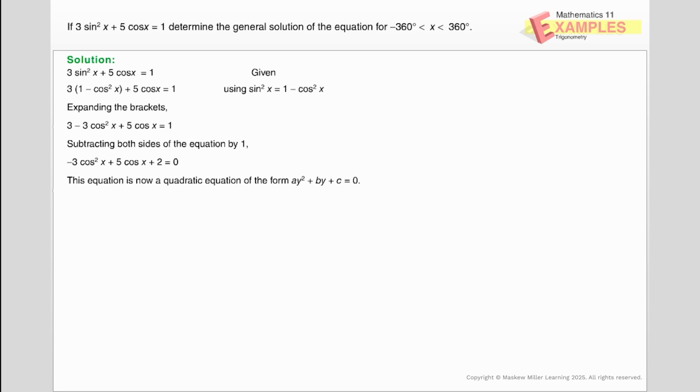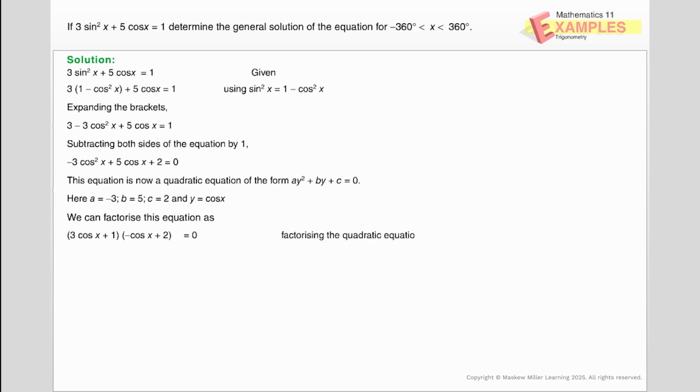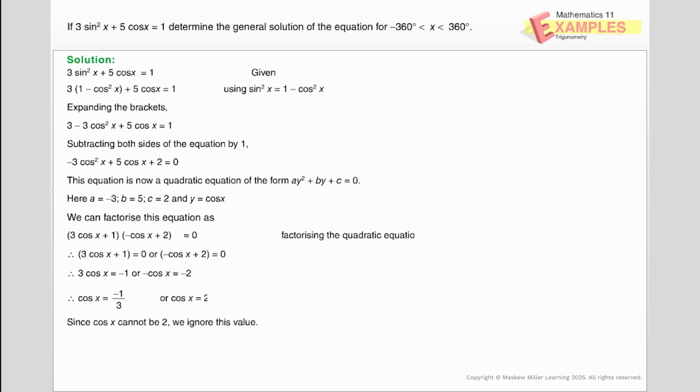This equation is now a quadratic equation of the form ay squared plus by plus c equals 0. We can factorize this equation as (3 cos x plus 1)(negative cos x plus 2) equals 0. Therefore, 3 cos x plus 1 equals 0, or negative cos x plus 2 equals 0. Therefore, 3 cos x equals negative 1, or negative cos x equals negative 2. Therefore, cos x equals negative 1 over 3, or cos x equals 2. Since cos x cannot be 2, we ignore this value. Therefore, cos x equals negative 1 over 3.